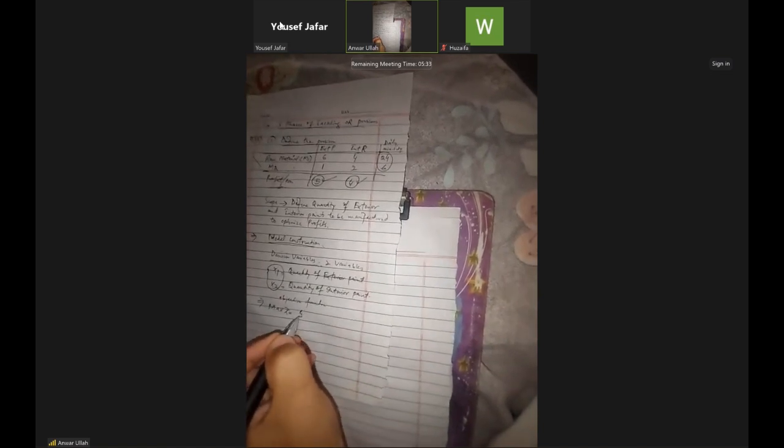The objective function is: maximize z equals the profit given for each. So we will multiply the profit using the sum product: 5 into x1 plus 4 into x2, because x1 is yielding $5,000 per ton, and x2 is yielding $4,000 per ton.